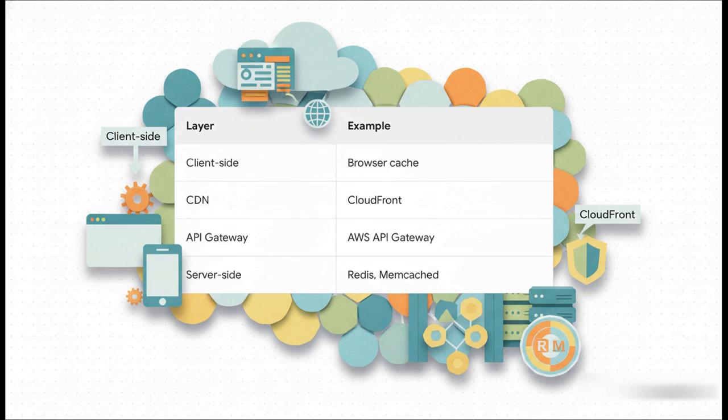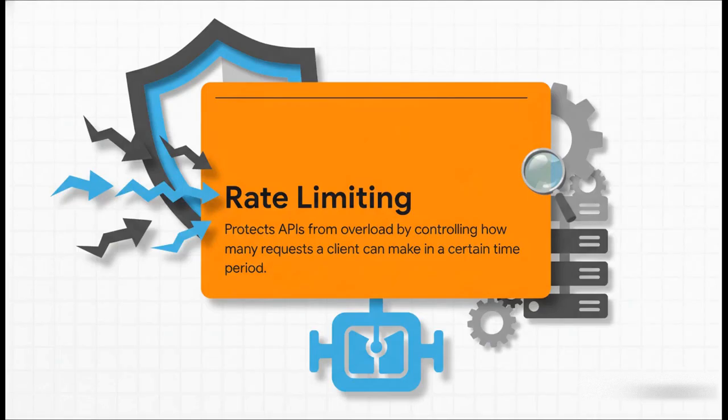And of course, you have your server-side cache with Redis. A multi-layered caching strategy is really a sign of a mature, highly scalable system. The last tool for managing traffic is rate limiting. Think of this as the protective shield for your entire API.